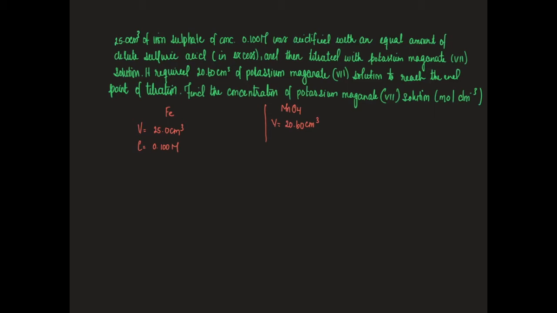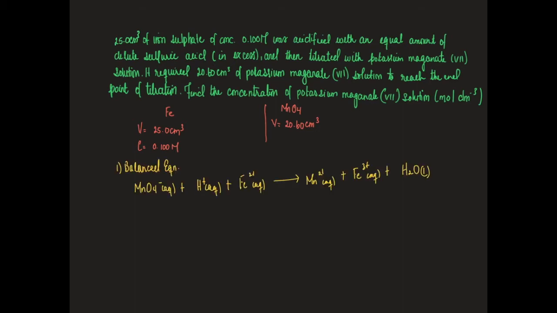Now, I've already written down the pertinent information. For iron, we have the volume and the concentration, and for manganate, we have the volume alone. So now that we have all that information, the next thing to do would be to write the balance equation. So this is the equation here, and I'm just going to go ahead and balance it.